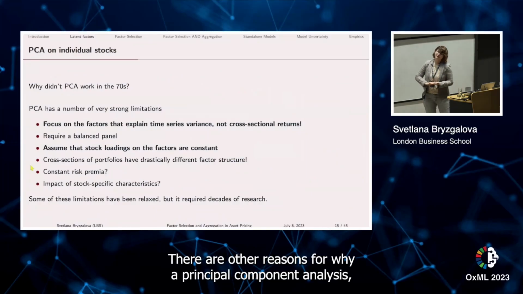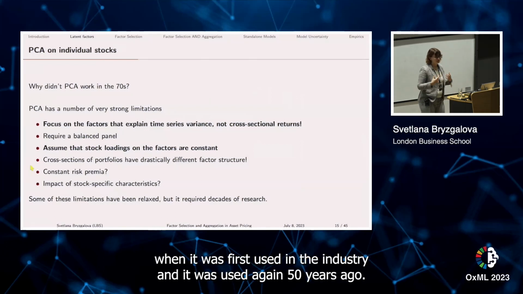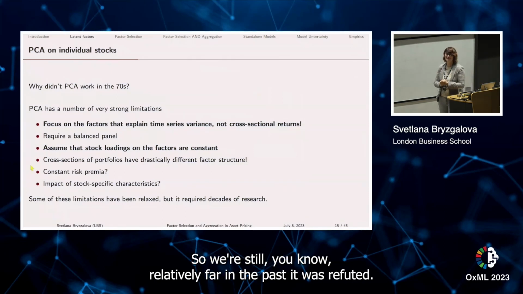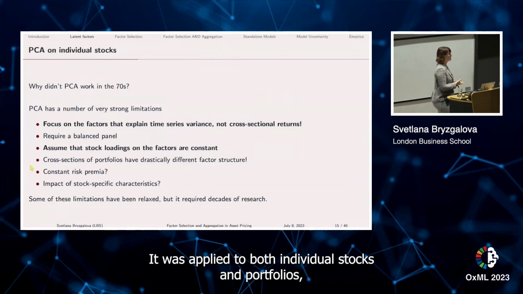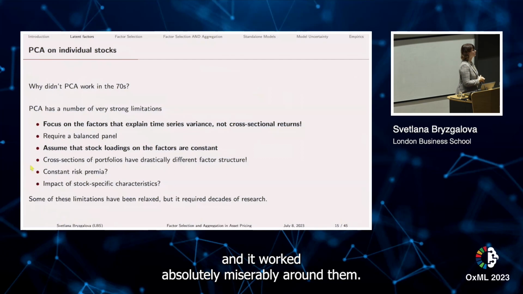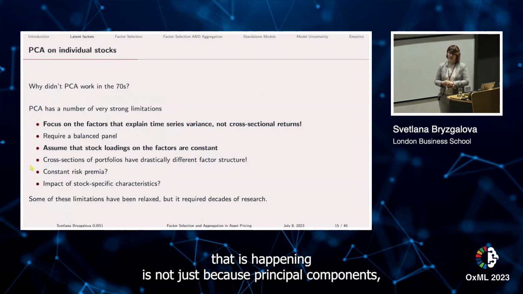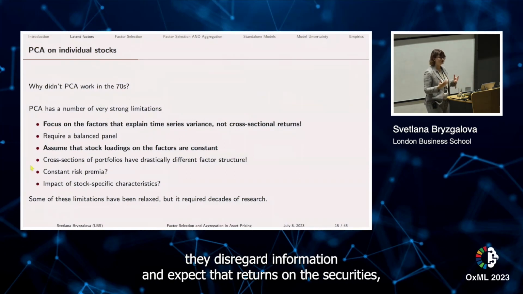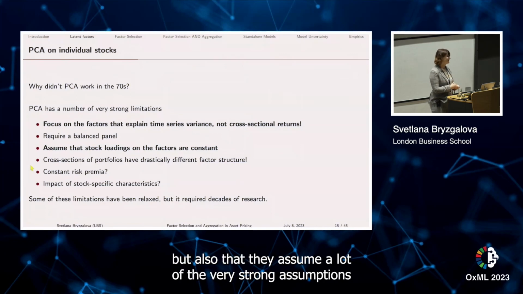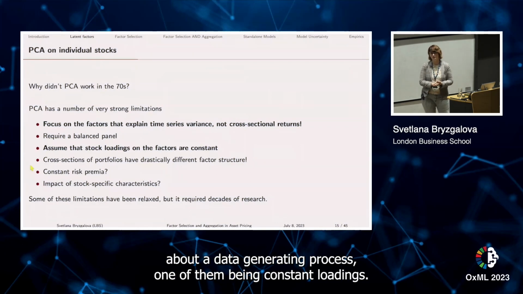There are other reasons why principal component analysis, when it was first used in the industry and used again 50 years ago, so relatively far in the past, was refuted. It was applied to both individual stocks and portfolios, and it worked absolutely miserably on them. One other reason why that is happening is not just because principal components disregard information in expected returns on the securities, but also that they assume very strong assumptions about the data generating process.